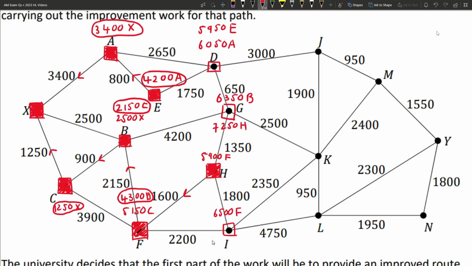And for I, we have 5,900 plus 1,800. So that's a total of 7,700. I'll just write it down here. And that's via H. Now we look which one's the smallest. So we have 5,950 up here at D. So we color that in.